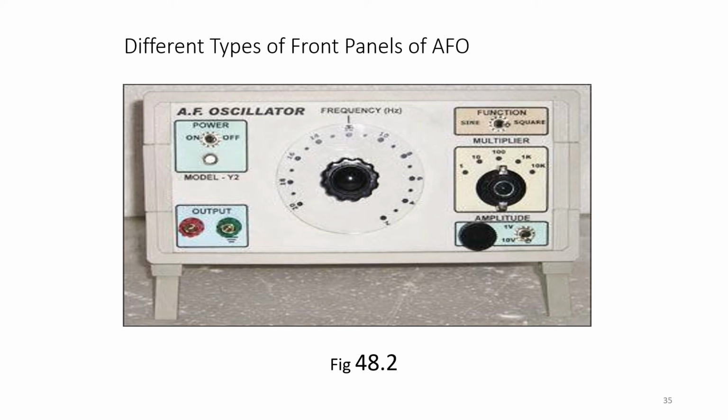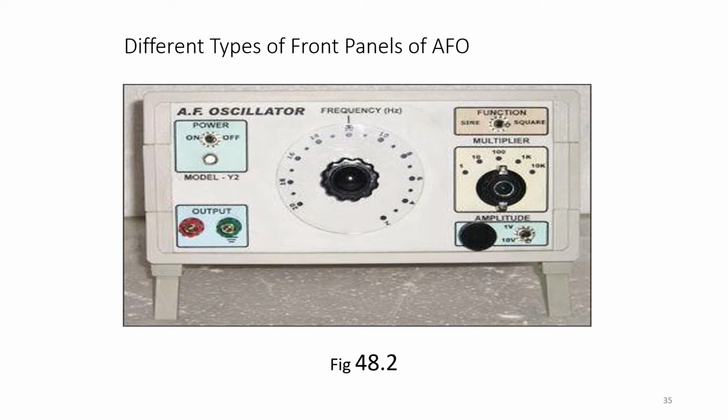So this is another type of audio frequency oscillator. You see in the center of this equipment, you can see the frequency dial. When you vary that dial, vary the knob, the frequency changes. You have the power on off switch, and a provision to take the output.